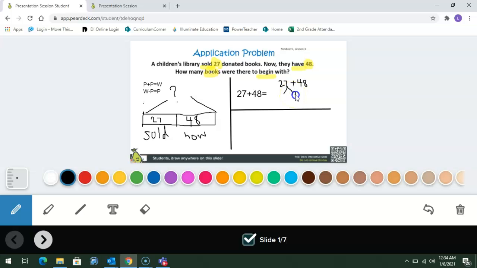Yes, 2. So I'm going to put a 2 here. And now I no longer have 27. I took 2. So what goes on the other part? Yes, 25. So I'm going to click on the text, and I'm going to write 48 plus 2 equals 50.